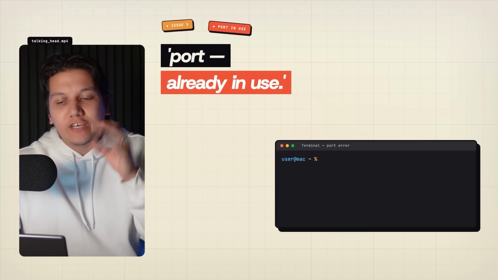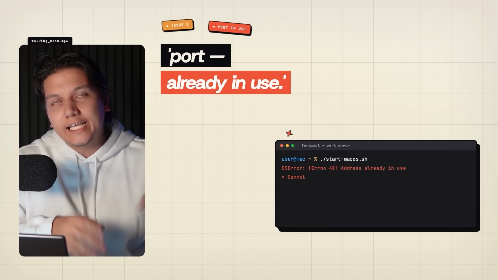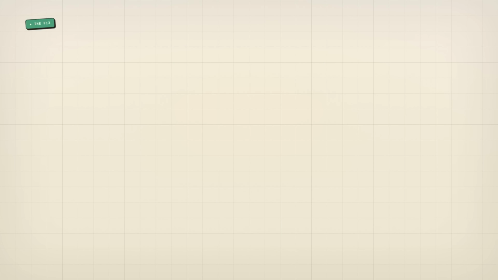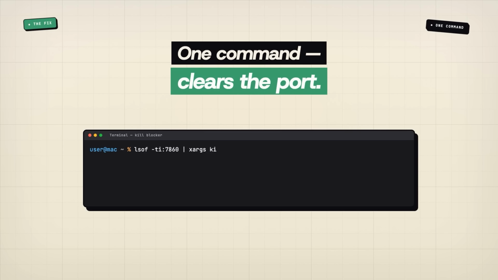And if you get a port already in use error, then something else is sitting on the port Odysseus wants. So the command that's appearing on screen right now, that clears it. And then simply just start it again.